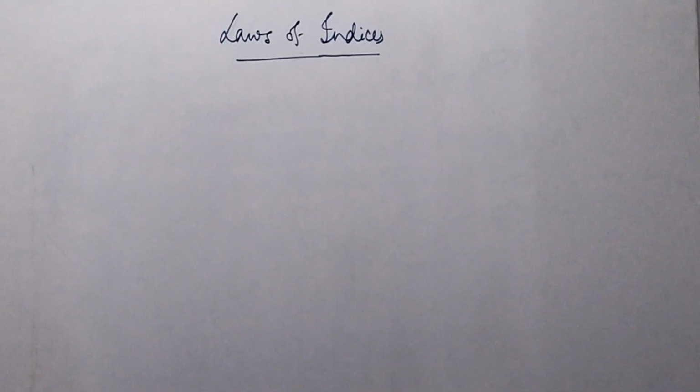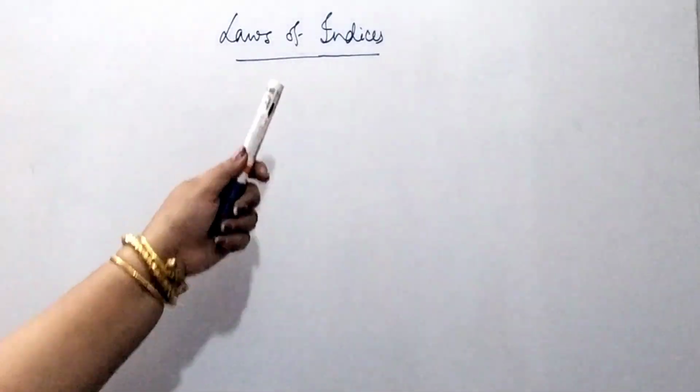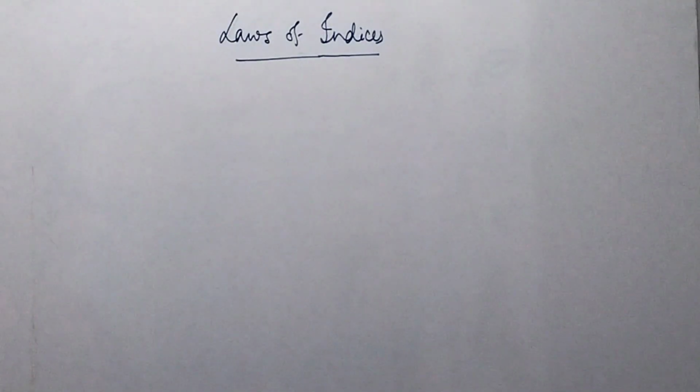Our today's topic of discussion is a very important part of mathematics, that is the laws of indices. Now before going through the discussion, we must know what is meant by indices. Actually, this is the plural form of index. Now let's see how a real number can be represented in the index form.